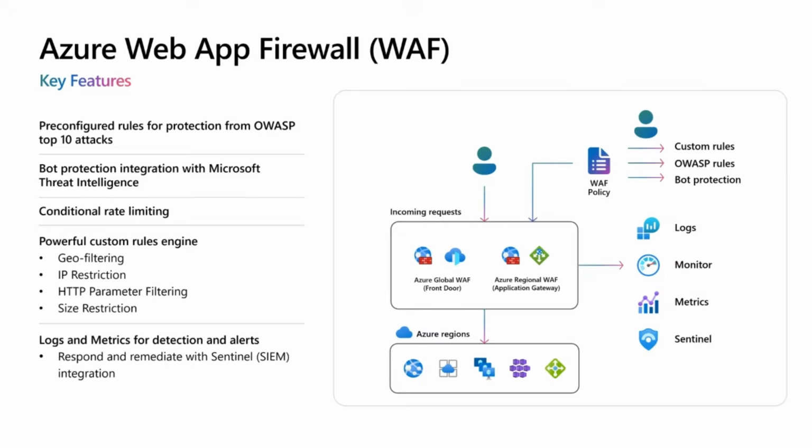Additionally, Azure WAF supports conditional rate limiting, which helps mitigate layer 7 DDoS attacks by throttling high volume requests based on client IP or geolocation. There is also a custom rules engine, which allows granular control by letting you define rules based on HTTP parameters, size restrictions, geo-filtering, and IP restrictions. And on top of this, Azure WAF provides detailed logging and integrates seamlessly with Microsoft Sentinel, which is the cloud-native SIEM solution for Azure. This enables automated threat detection and response workflows.